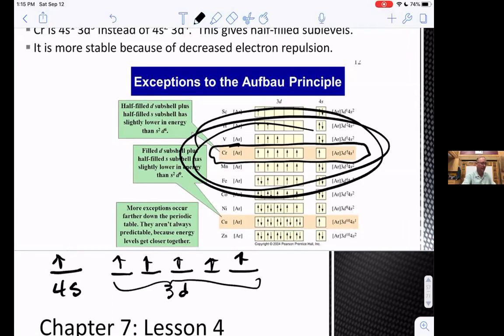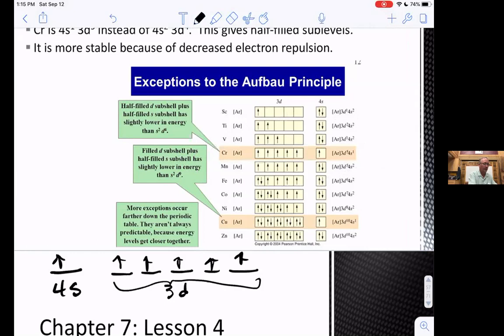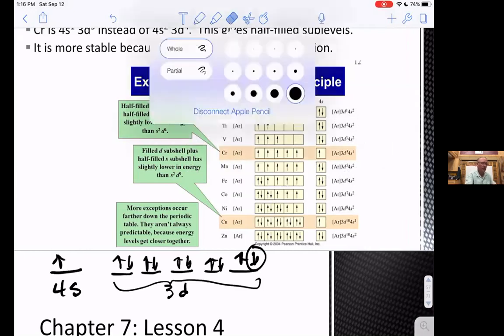The exact same thing happens in copper. In copper, a very similar thing happens where you have your 4s2, but down here you have all but 1 electron present. So you have 3d9. It is more stable for that electron to drop down and be placed here, just like it was, very similar to chromium, and then the 4s would be 1. So just be careful.